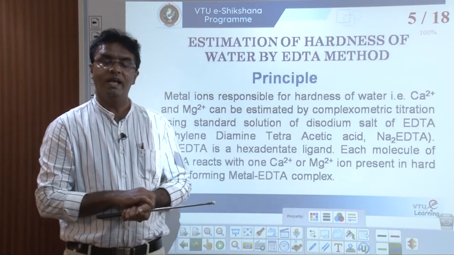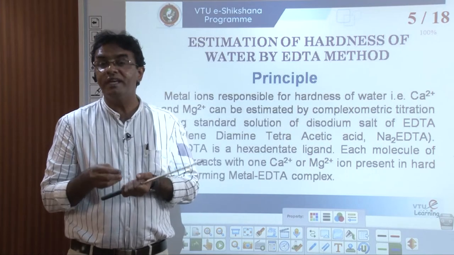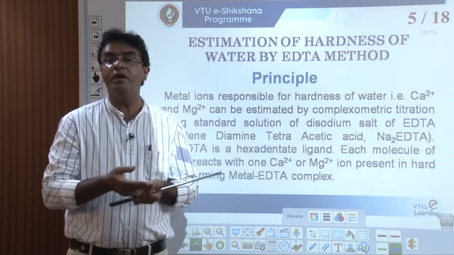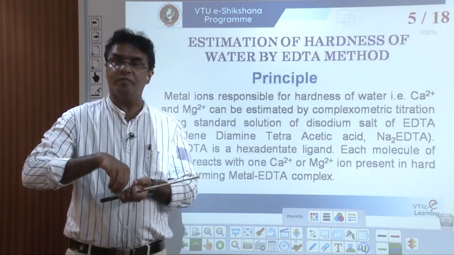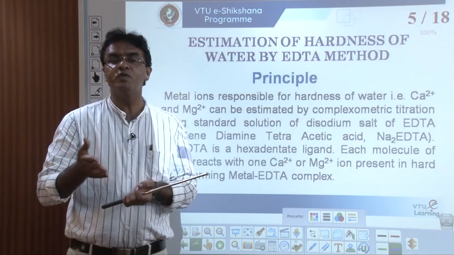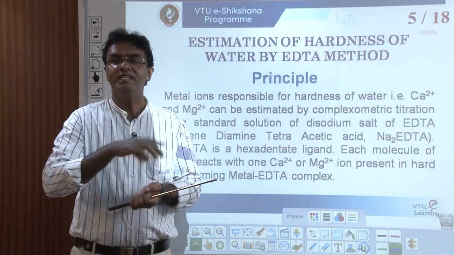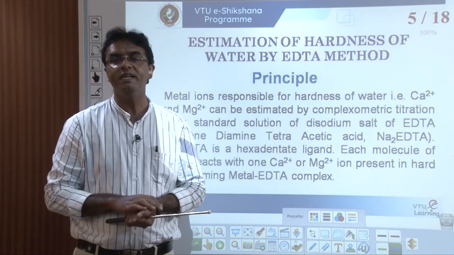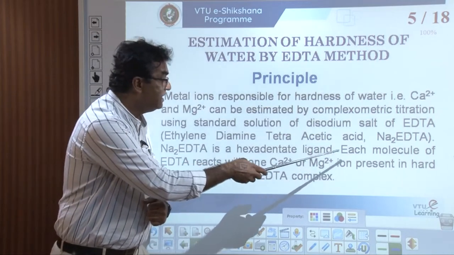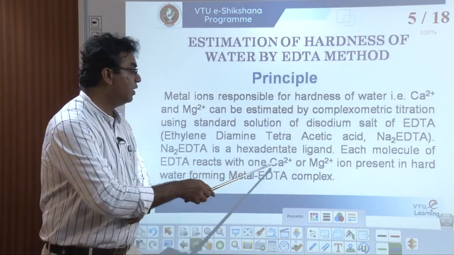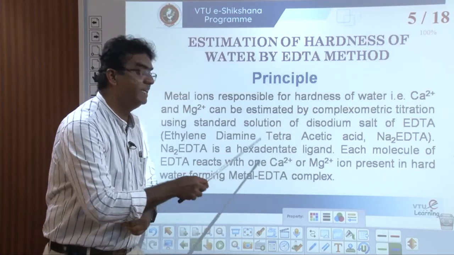You know what is a ligand? A ligand is a compound which can donate one or more pairs of electrons to the central metal ion. By donating one or more pairs of electrons to the central metal ion, it forms a coordination bond or complex bond between itself and the central metal ion. That is what we call a ligand. And in that way, disodium salt of EDTA is a hexadentate ligand, and each molecule of EDTA reacts with one calcium or magnesium ion present in the hard water, forming metal EDTA complex.